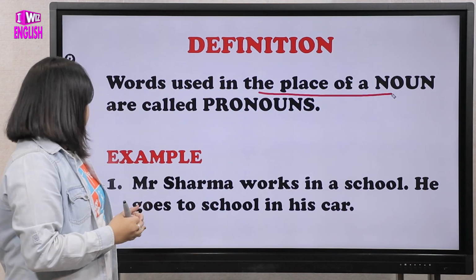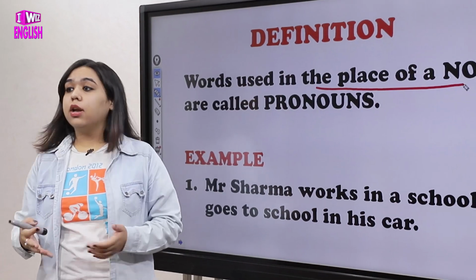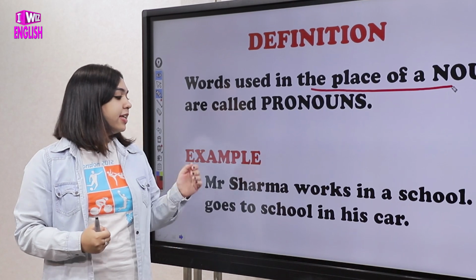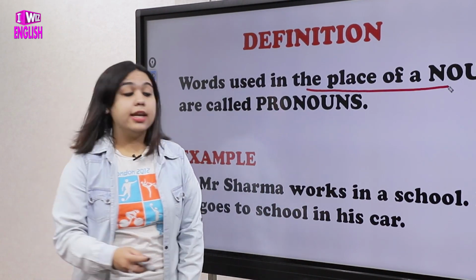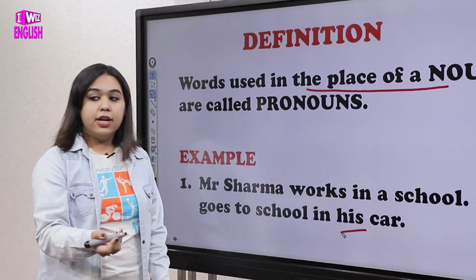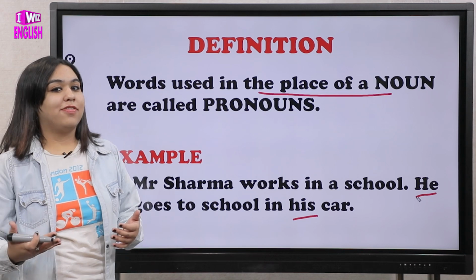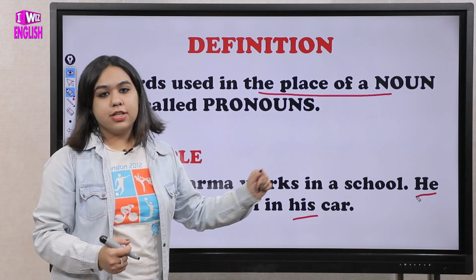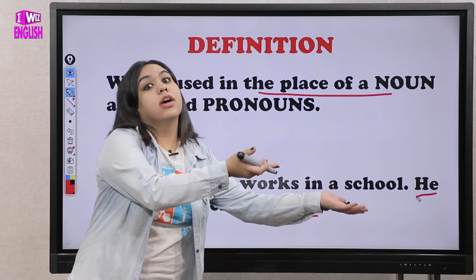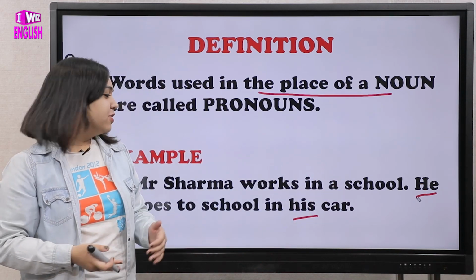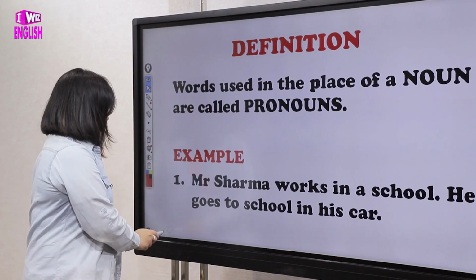So let's move on. We are talking about Mr. Sharma. He's a teacher in my school. I will say that Mr. Sharma works in a school. He goes to school in his car. So here he and his are pronouns. Just imagine if I'm saying that Mr. Sharma works in a school. Mr. Sharma goes to school in Mr. Sharma's car. It looks so weird. So we are going to replace it with pronouns.